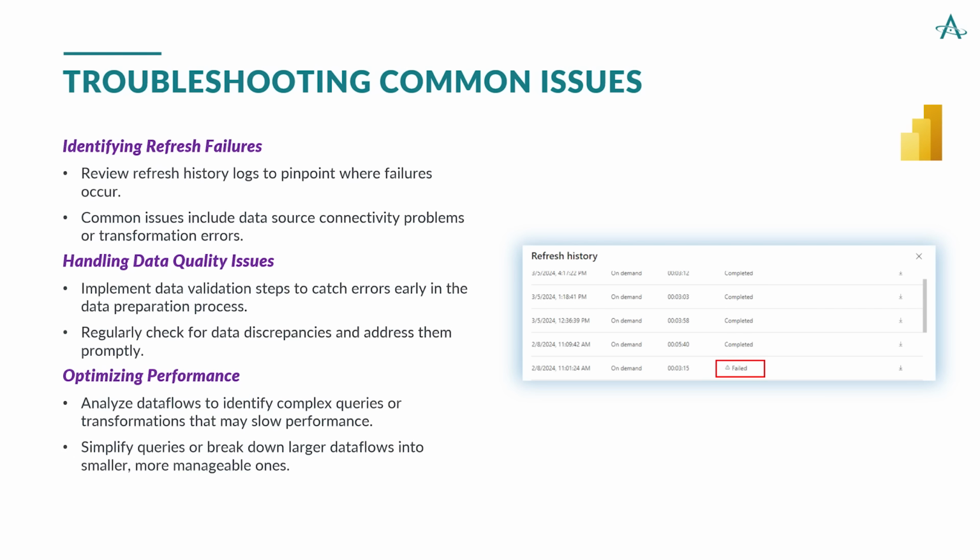Lastly, let's look at troubleshooting common issues. Start by identifying refresh failures through reviewing the refresh history logs. Look for common culprits like data source connectivity problems or transformation errors. To handle data quality issues, implement validation steps early in your data preparation process. Regularly check for discrepancies and address them promptly.